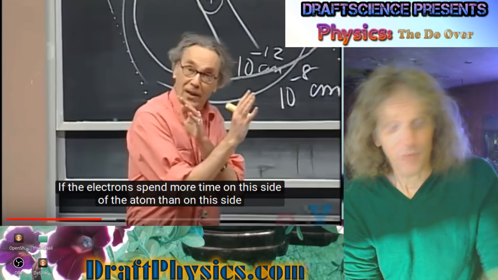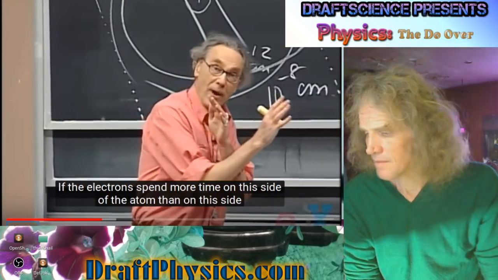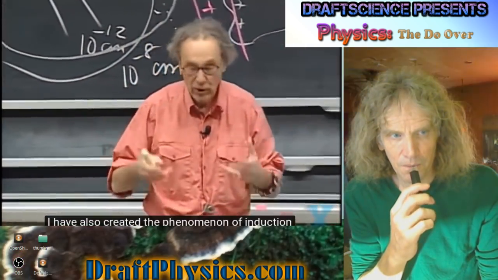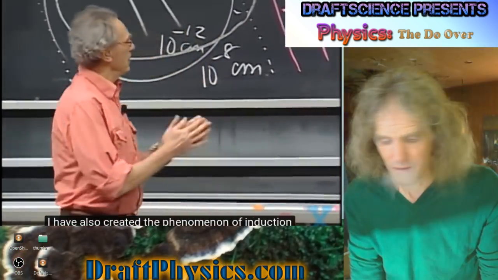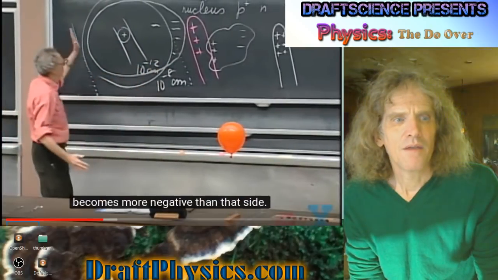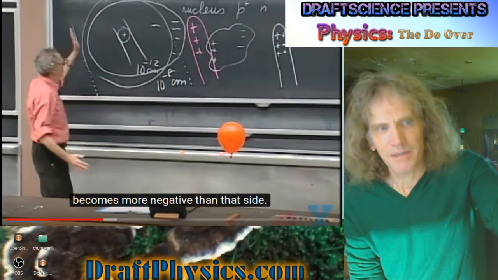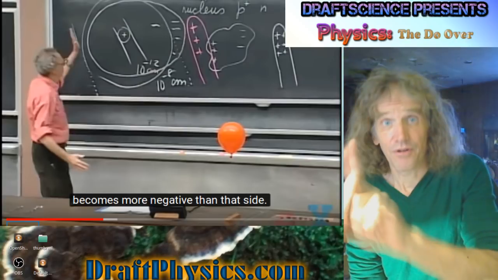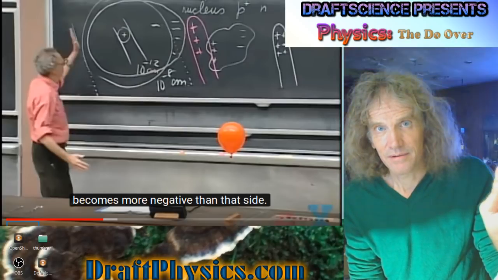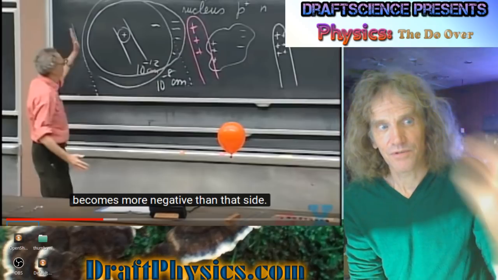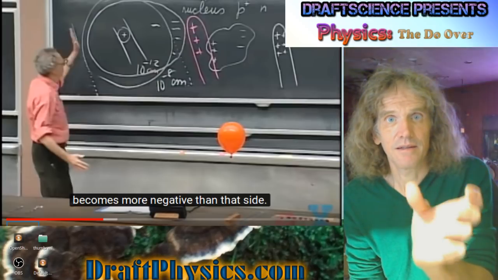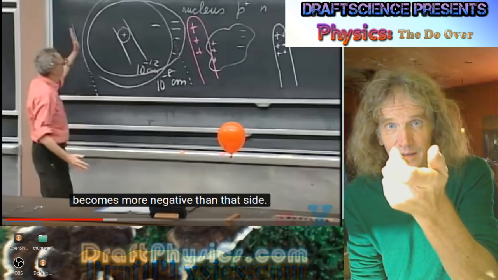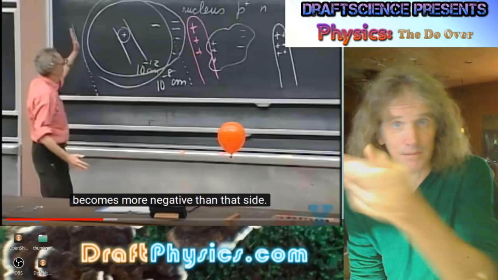It's a subtle but important difference. The electron spends more time on this side of the atom than on this side. I have also created the phenomenon of induction, and I therefore expect that this side becomes more negative. So again, it's not about how much time they spend on that side. It just has to do with the fact that the electron is now further away from the proton. And being further away means you've unequalized their force potential. When they were a certain distance, they looked the same.